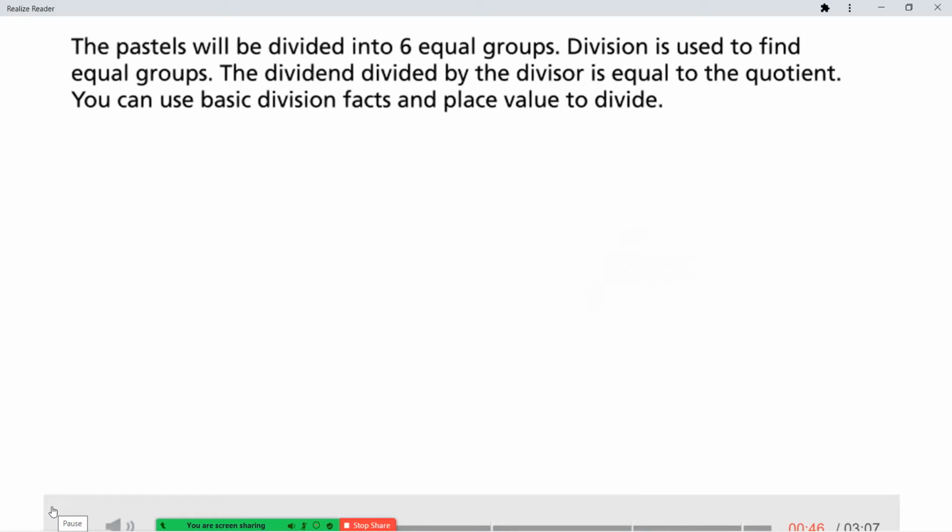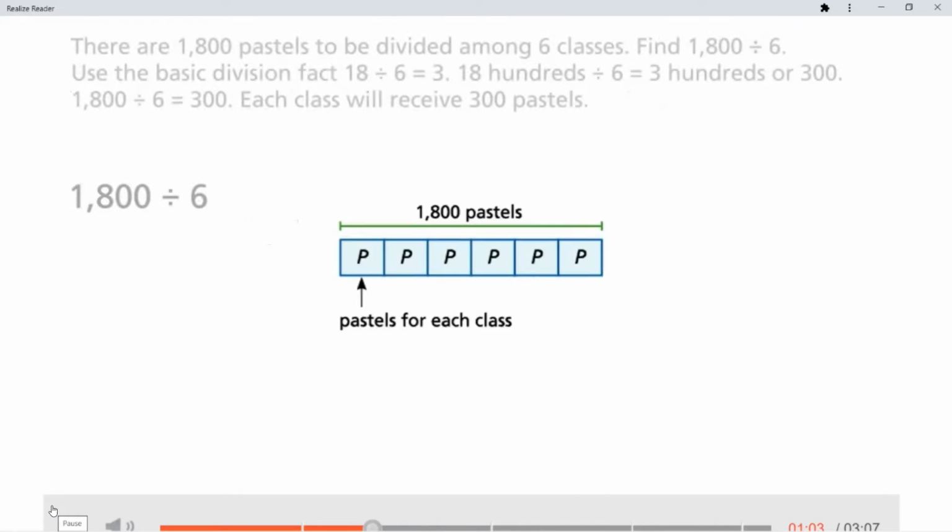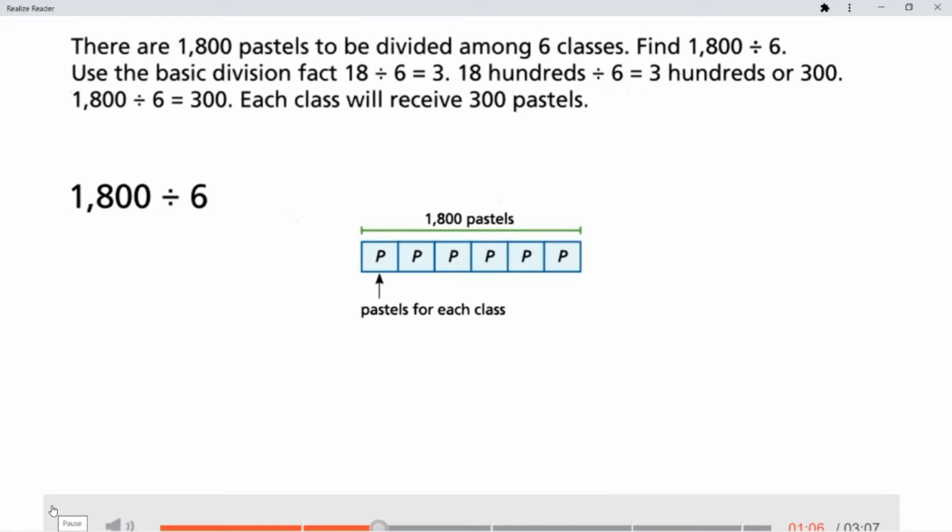The pastels will be divided into 6 equal groups. Division is used to find equal groups. The dividend divided by the divisor is equal to the quotient. You can use basic division facts and place value to divide. There are 1,800 pastels to be divided among 6 classes. Find 1,800 divided by 6.